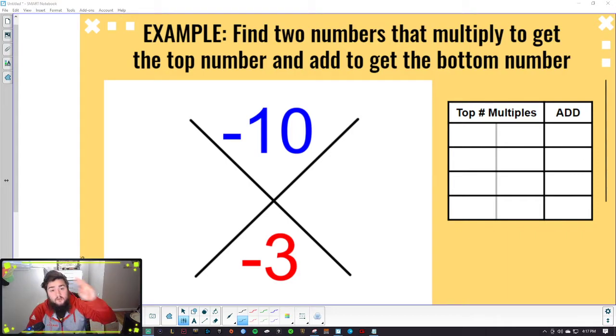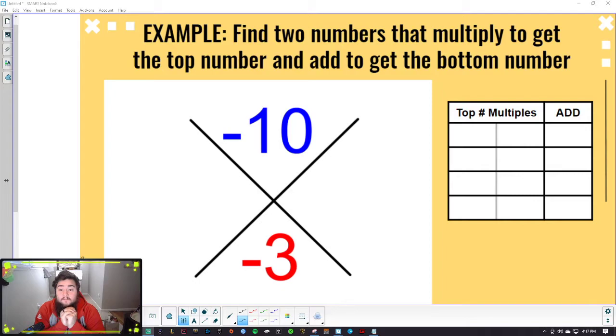Hello, Algebra 2. Welcome to a day of brain teasers. These brain teasers are going to be super helpful when we start to factor quadratics and are fundamental to being able to solve these problems. So let's talk about how we do these little brain teasers.